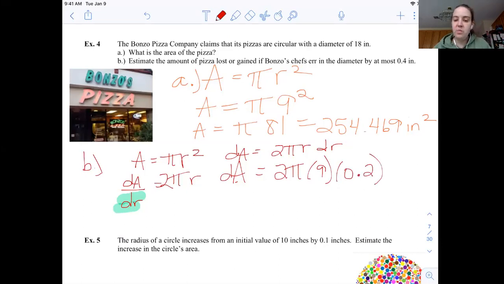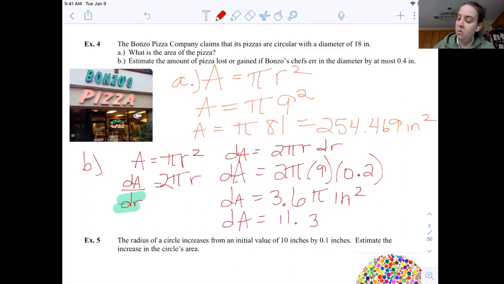So then we use our calculator and we multiply these together. First, I'm going to leave it in terms of pi. So 2 times 9 times 0.2 is 3.6 pi. And the units here would be inches squared because it's the error in the area. And then if I turn that into the decimal equivalent, some students just hate leaving it in terms of pi, it's 11.310. So the change in the area is 11.310 inches squared. So change, error, those are interchangeable for these problems.